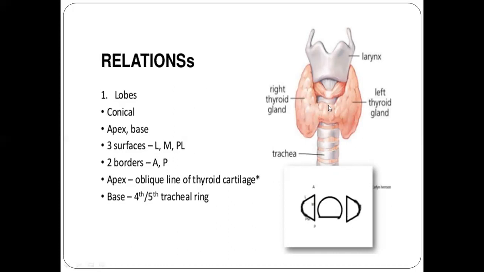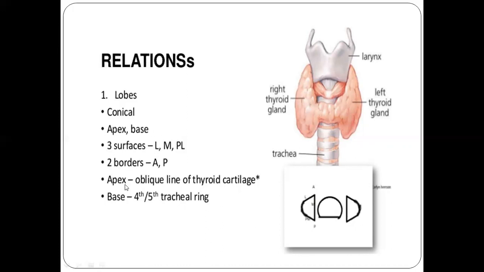This is the thyroid gland, which is over the second, third, and fourth tracheal rings. This is the left lobe. This is the right lobe of the thyroid gland. It is somewhat conical in shape. It has an apex and a base, and three surfaces: the lateral surface, the medial surface, the posterior lateral surface at the back, and the anterior surface. It has two borders, the anterior border and the posterior border.